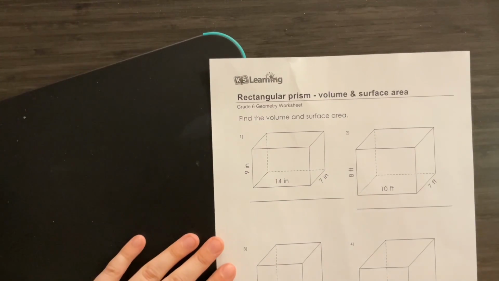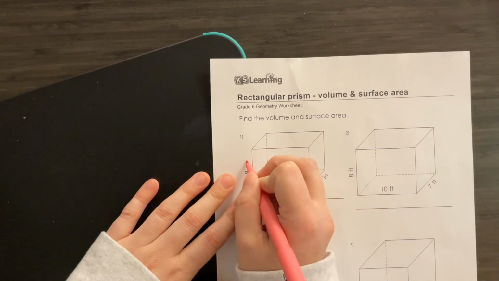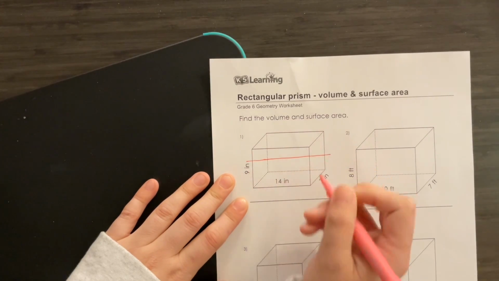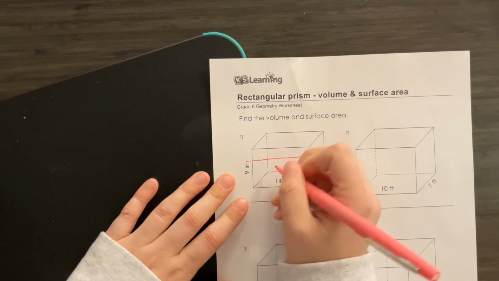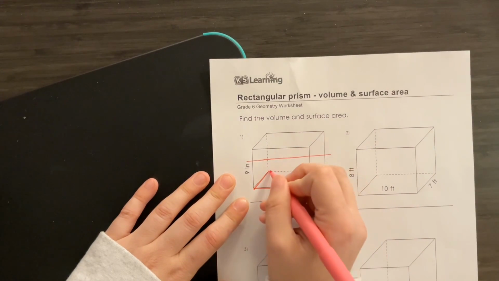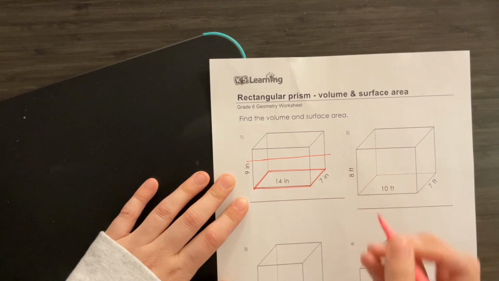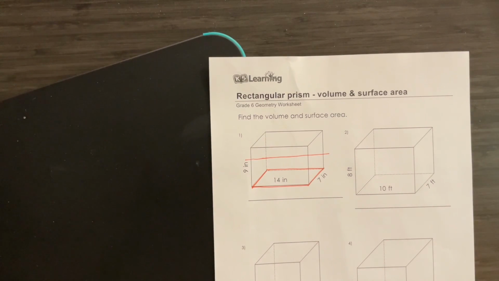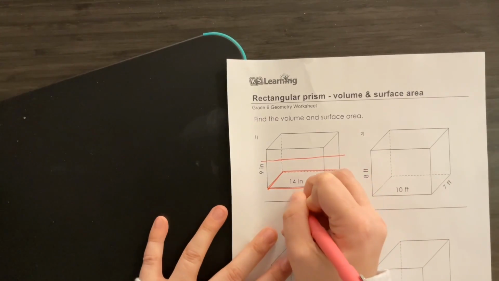So if we cut this horizontally, our cross section would be a rectangle, kind of like this one on the bottom. The first thing we're going to do is find the area of that cross section. So area is length times width. We're going to do area first.